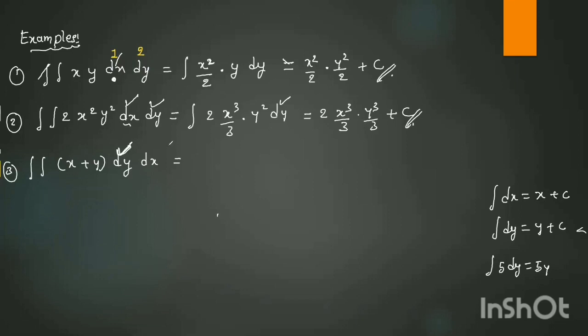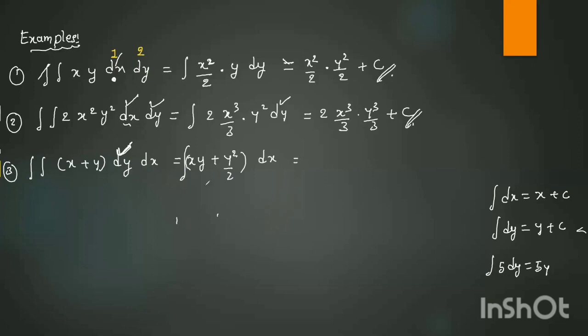Okay. So what you will write? Xy. X is a constant when you are doing with respect to y. So when 5 dy is 5y, x dy will be xy. Understood? Yes, sir. Xy plus y is a variable, so it is y square by 2. So integration remains, dx.